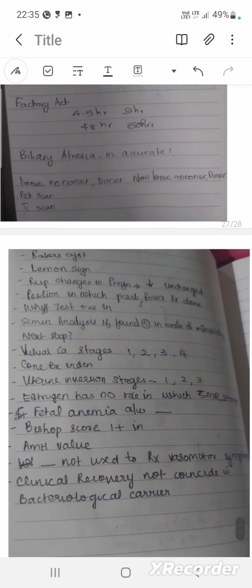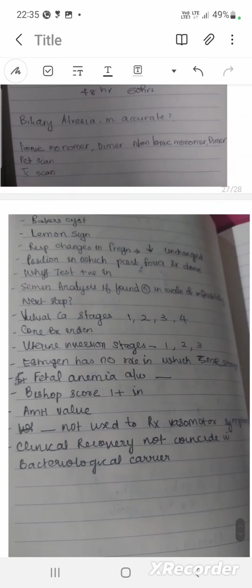Factory Act, again I am giving a mnemonic: 4.5, 48, 9, and when you write 9 inverse it is 6, so 60. So in a day 4.5 hours, maximum 9 hours. In a week 48, maximum 60 hours a week. Biliary atresia most accurate is intraoperative cholangiogram.